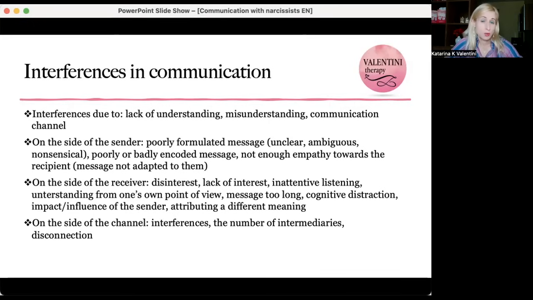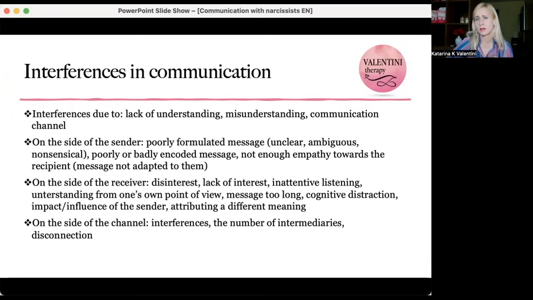The message can also be too long. Like I said before, if you're sending messages that are too long, your narcissist will simply ignore anything that comes after sentence number 3. Now, your interlocutor can also be distracted because, I don't know, your narcissist is tired or is having other problems and is not really willing to have a conversation at a specific moment you want to have a conversation.